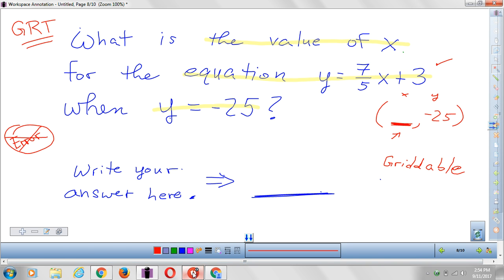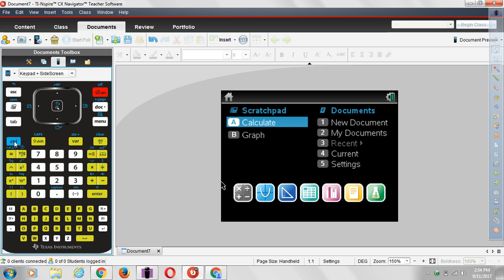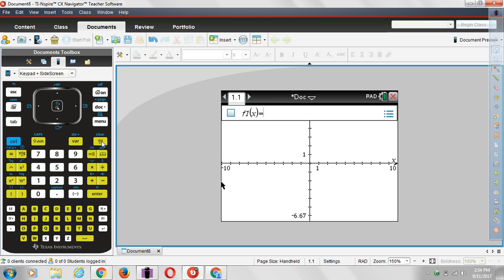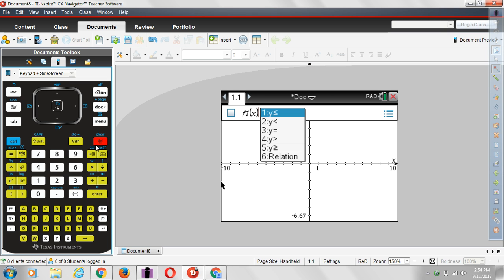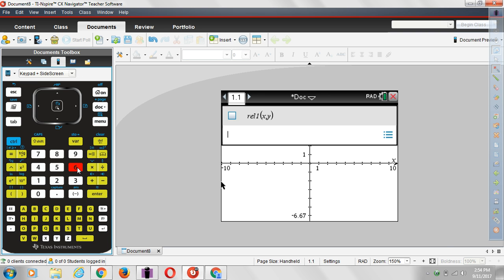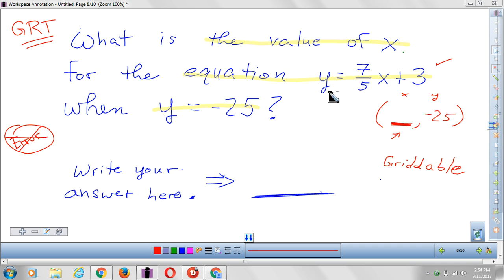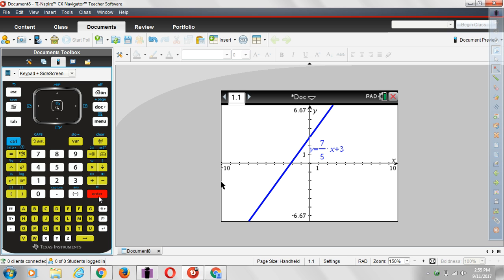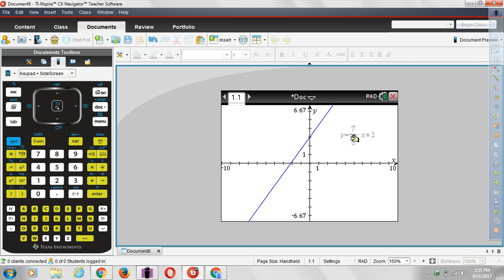All right, we're going into the calculator, and we're going to do GRT. First, to start a new problem, we press Control-N. Like always, G stands for graph. That's choice 2. Then we delete the equal sign, and R stands for relation, which is choice 6. Now I'm going to copy in my equation: y equals 7/5 x plus 3. I press enter, and now you can see I have my line and my equation. Hopefully you've started getting used to the little hand moving things around so you can see more clearly.